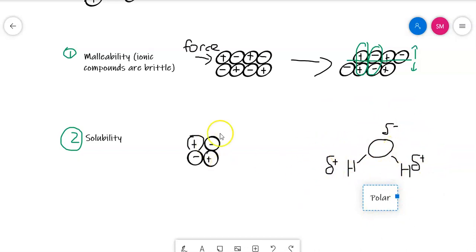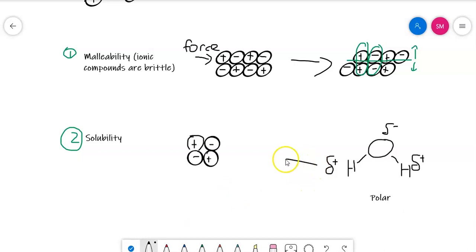So when we have salt placed in water, what happens is a similar concept to the positive and negative charges attracting. So you've got the attraction between opposite charges. So these positive charges of the water are going to be attracted to the negative parts of the salt, and then the oxygen is going to be attracted to the positive parts of the salt as well.